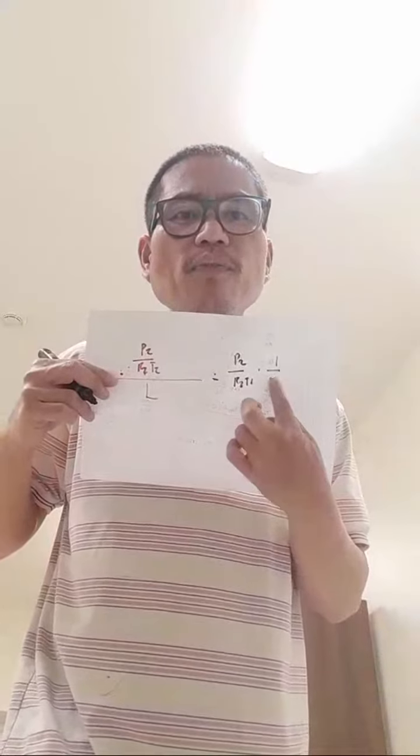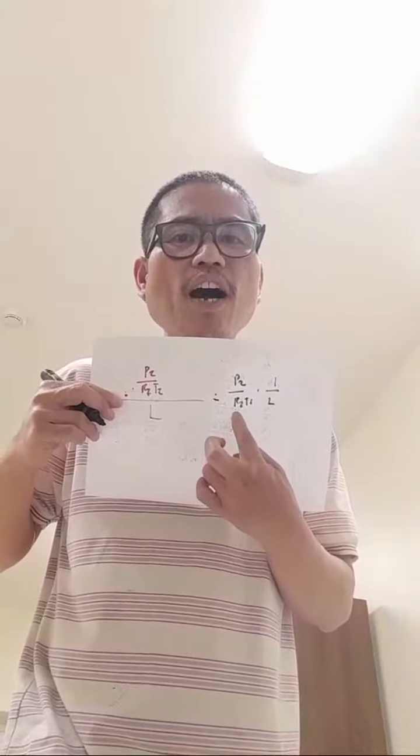Okay guys, so what will happen is equal to P2 over R2 T2 times 1 over L. Okay? So if this is the case, this will become P2 over R2 T2 L. And this quantity, you will put here in your original equation.